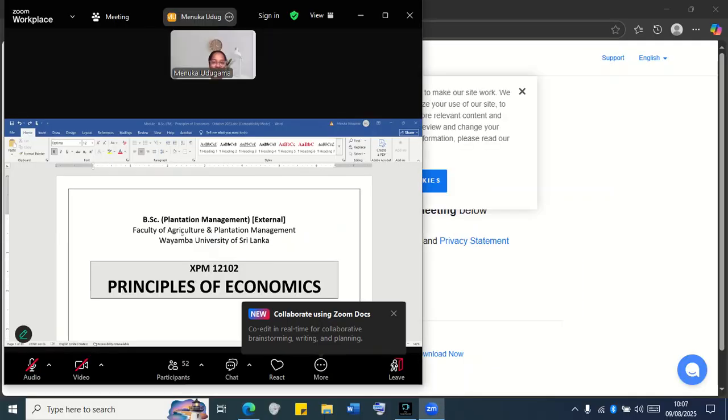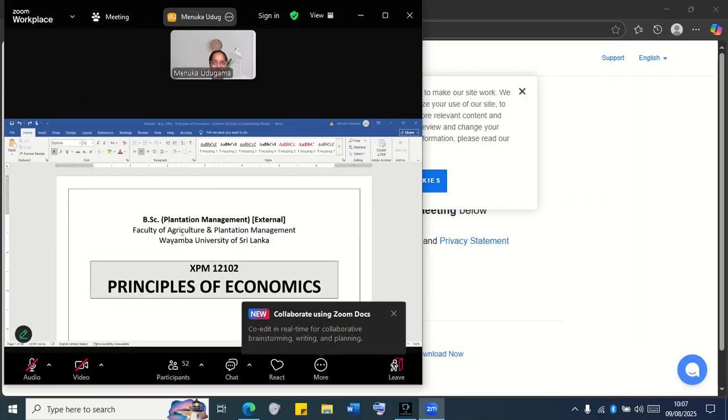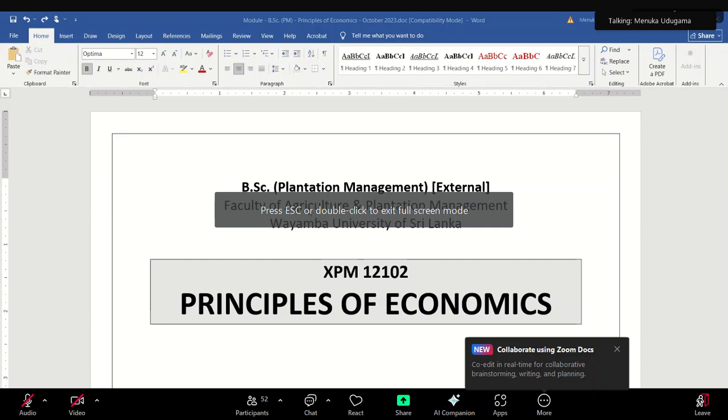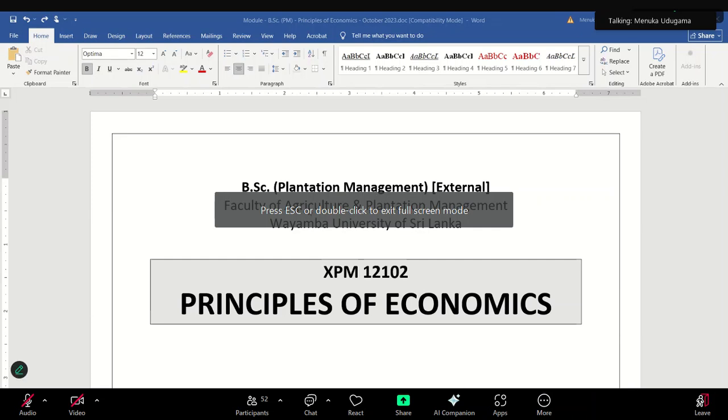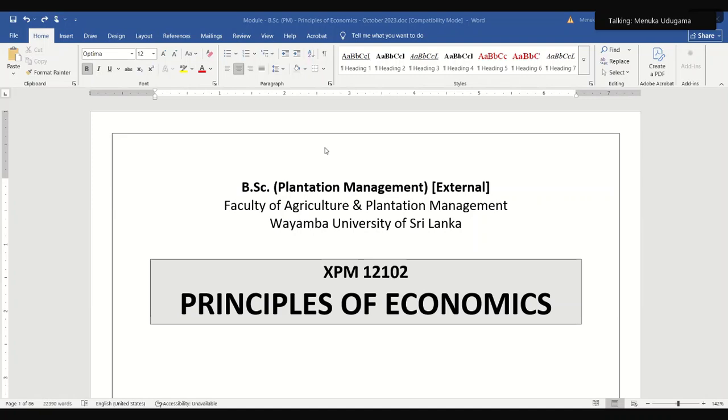Right, so I'm Menaka Audugama, and I'm a senior lecturer attached to the Department of Agribusiness Management of the Faculty of Agriculture. My PhD is in agriculture and food economics, so this is also my area of teaching and research.